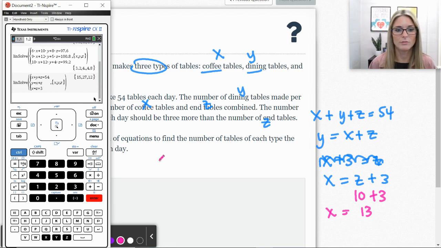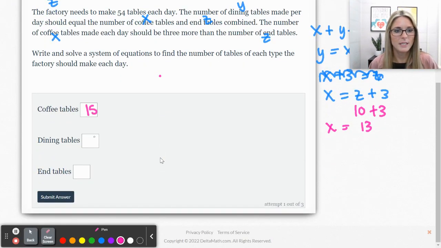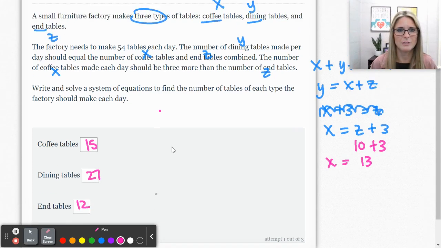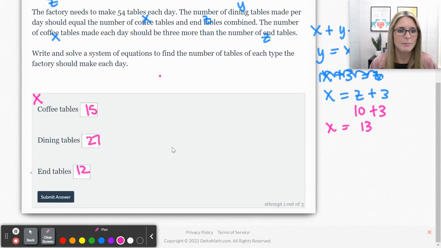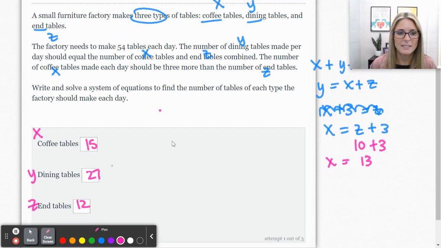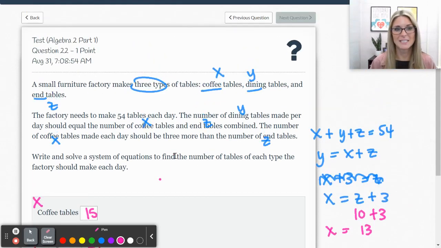15, 27, and 12. I'm also going to make sure that these are in the right order. Coffee tables was X, dining tables was Y, and I labeled end tables as Z. We said all of them added together should be 54. 7, 12, 13, 14. Carry my one. Yes, if I added all that together, that's 54. The number of dining tables should be equal to the number of coffee tables and end tables combined. So 15 plus 12 is 27. And then the number of coffee tables should be 3 more. 15 is 3 more than 12. We did it. So there are your answers for that one.